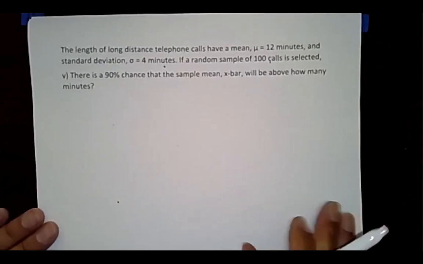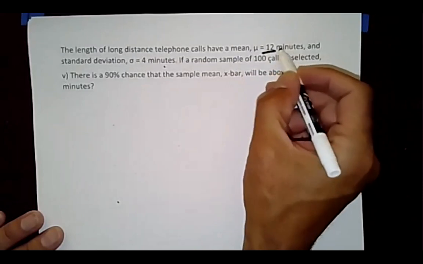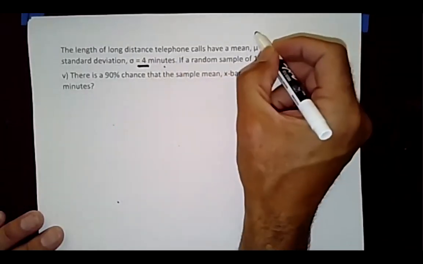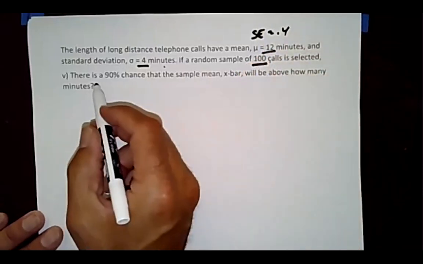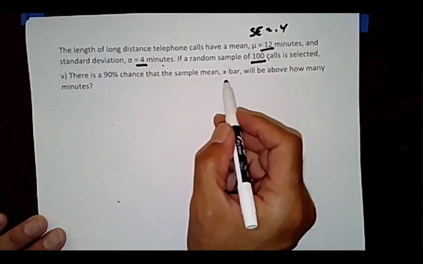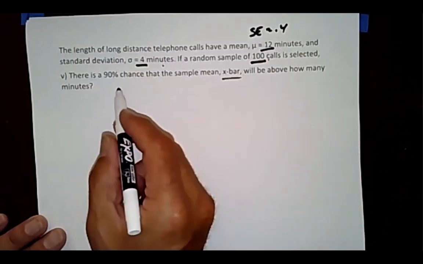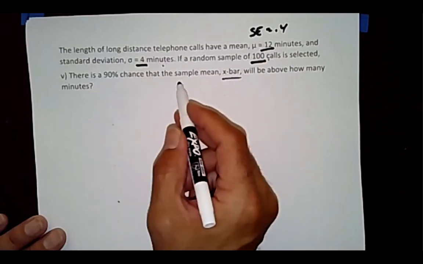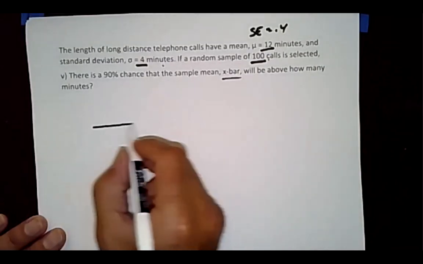Again, V, as in the letter after W. That's our mean, 400. So again, the standard error is still 0.4. There's a 90% chance that the sample mean X bar will be above how many minutes? So 90% chance will be above what value?